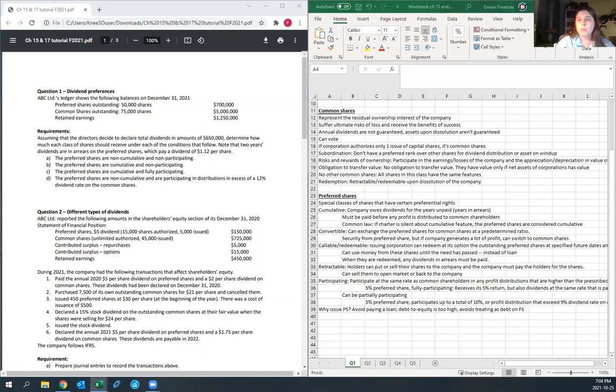Common shares don't have to have a value. Basically, the value of the common shares is the net assets, so the total assets minus the total liabilities. And all the common shares are equal; they don't have any different characteristics. They all give the same thing. And they are retractable or redeemable upon dissolution of the company.